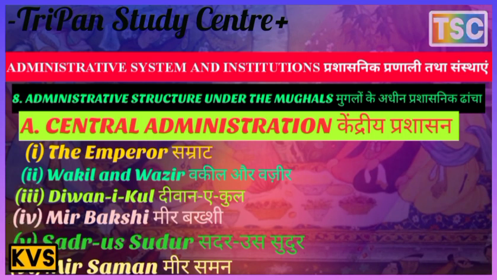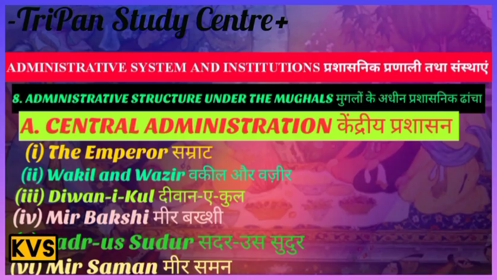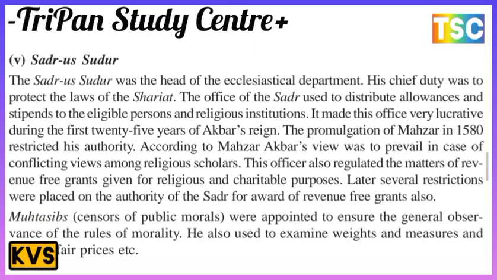The next is the Sadr-us-Sudur. This is a most important position here. The Sadr-us-Sudur was the head of the ecclesiastical department. His chief duty was to protect the law of the Shariat. The office of the Sadr distributed allowances and stipends to eligible persons and religious institutions. This made the office very influential, and it did so during the first 25 years of Akbar's reign.